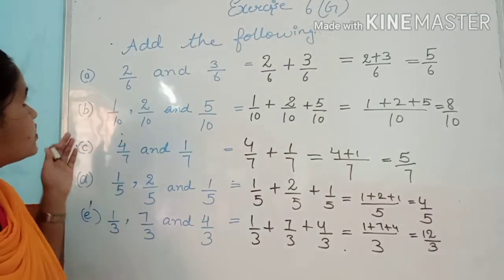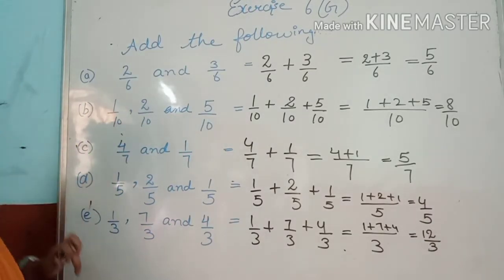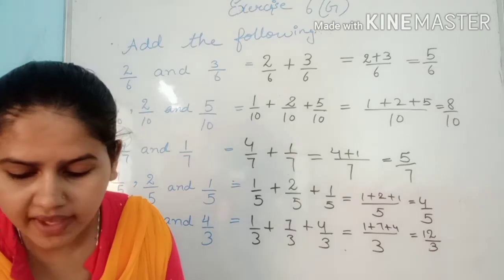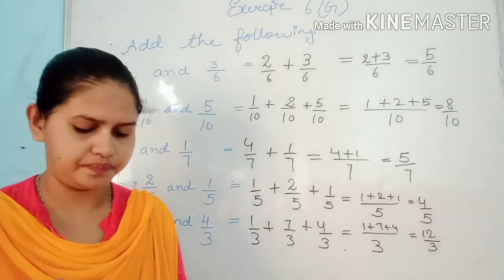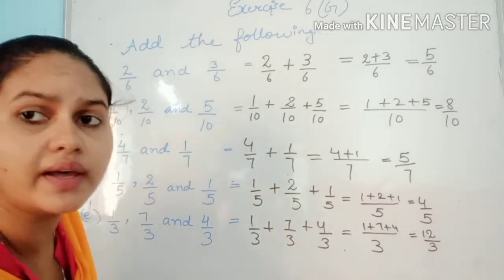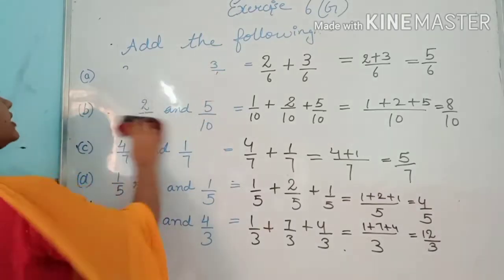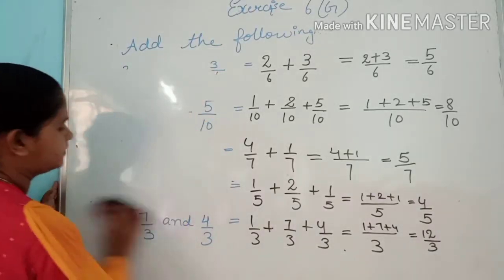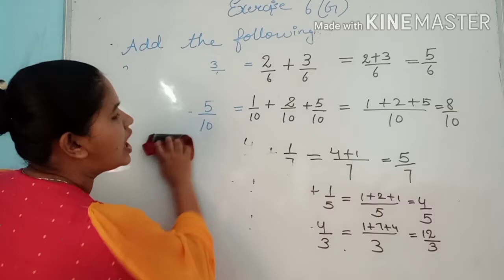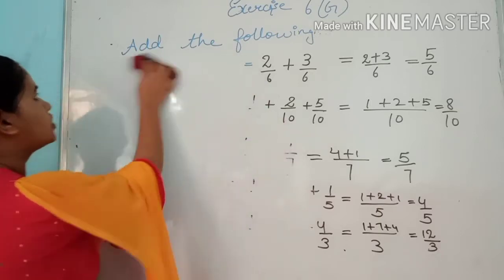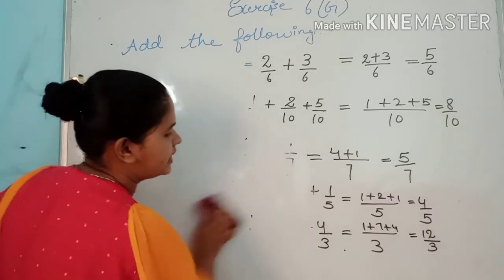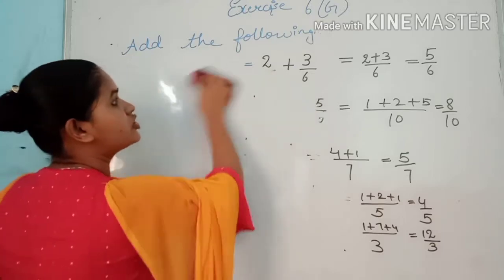So student, this one is A, B, C, D, E. Now we are going to do F, G, H and I. So I am going to rub this one and we will do the next one. Now we know how to do all these sums, so you can do them yourself also. But I will give you the whole explanation here of your chapter.